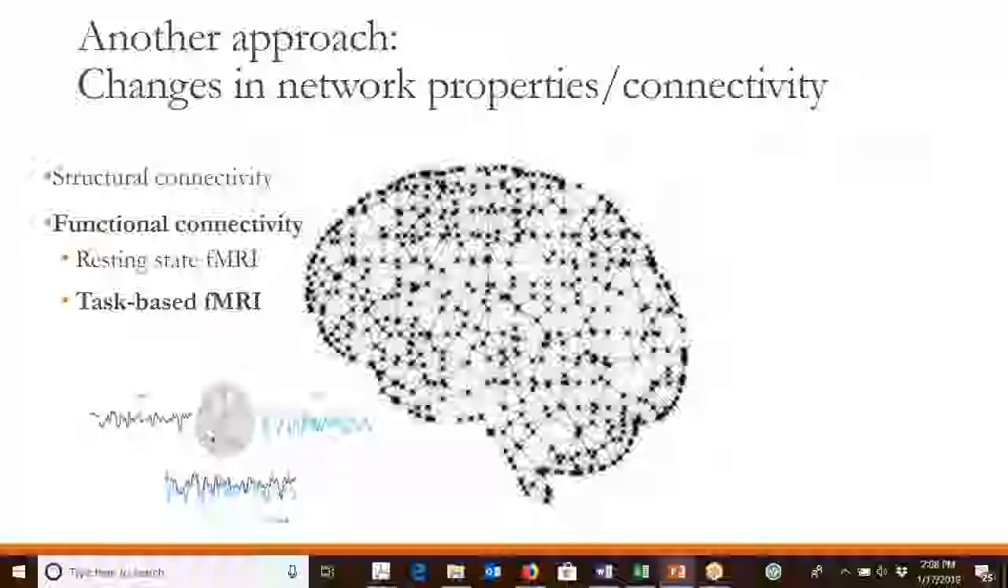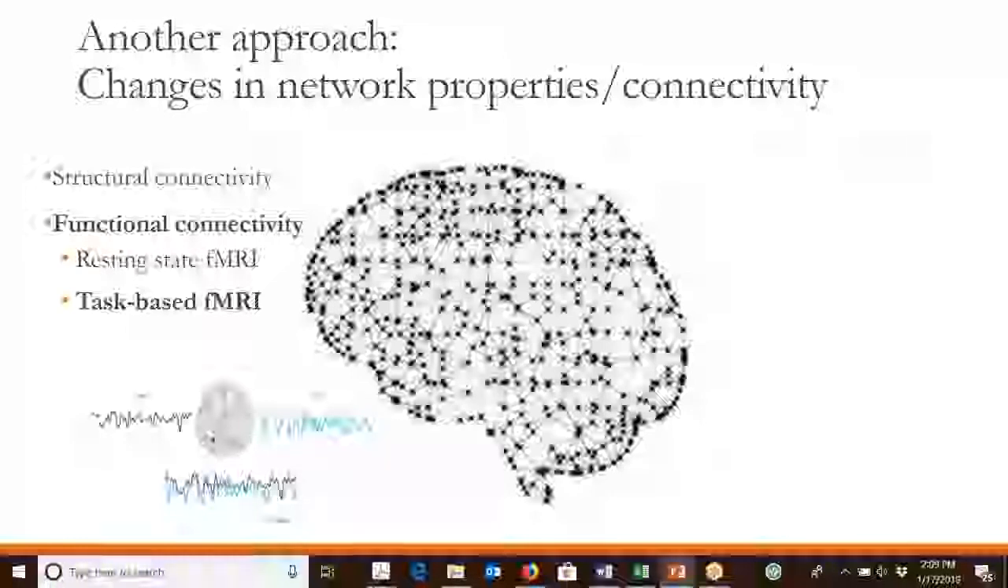This figure here is essentially showing what we are going to be looking at. We're going to be looking at the brain response of one brain area during a task and the response of another brain area, and we're going to be correlating them and seeing how similar those brain responses are, where high correlations represent high connectivity and lower correlations correspond to low connectivity between brain areas.